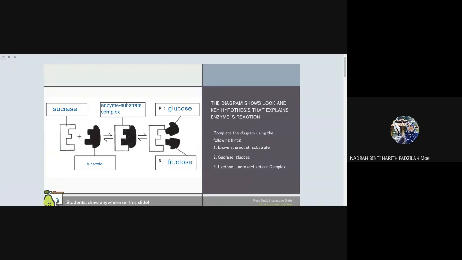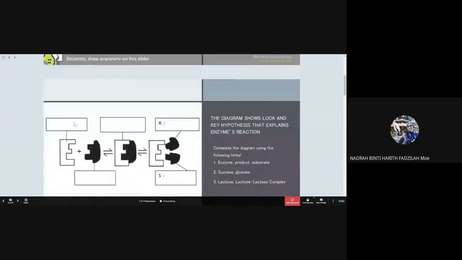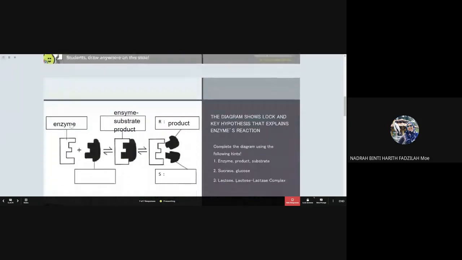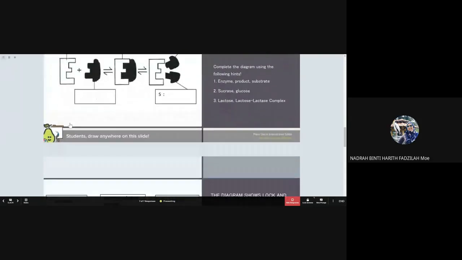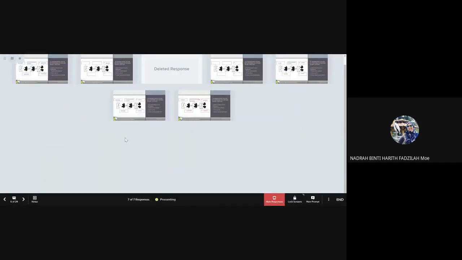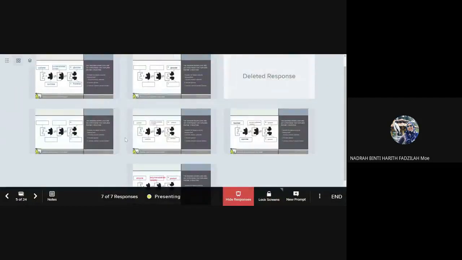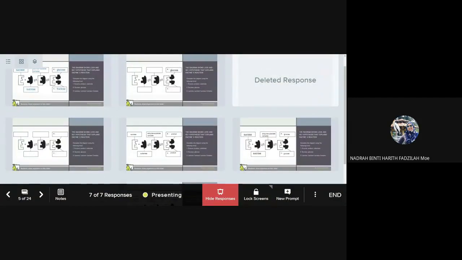Okey, Adrina, are you okay? Internet tak berapa cantik ke malam ni ke macam mana? Kalau internet problem bagi tahu, saya boleh bagi slide yang PDF ya. Okey, sekarang ni kita nak buat apa tadi? Sukros dengan glukos pula. Saya bagi yang PDF ya.